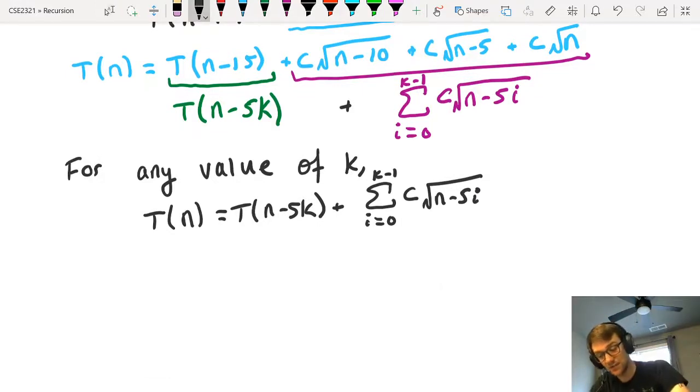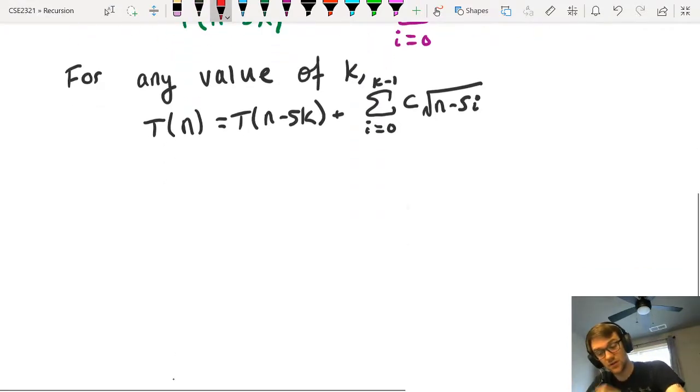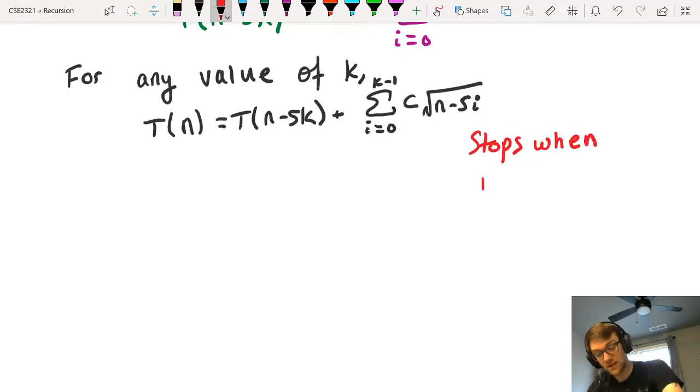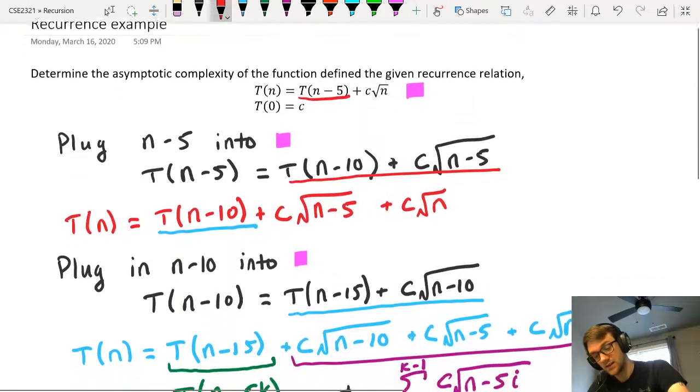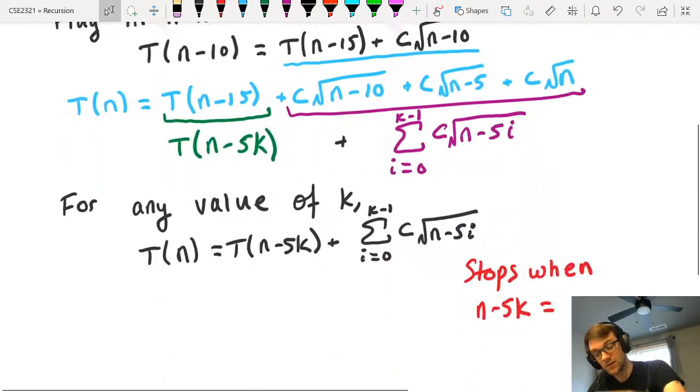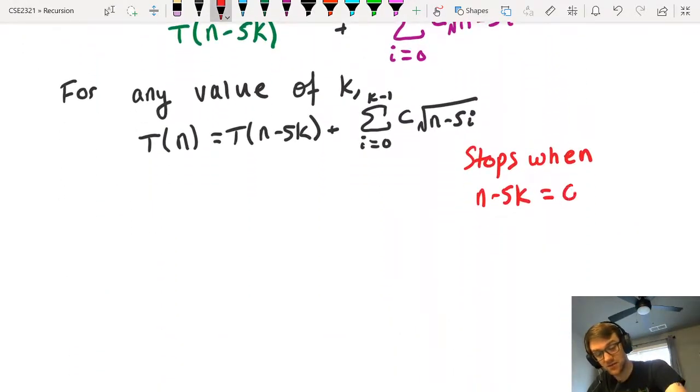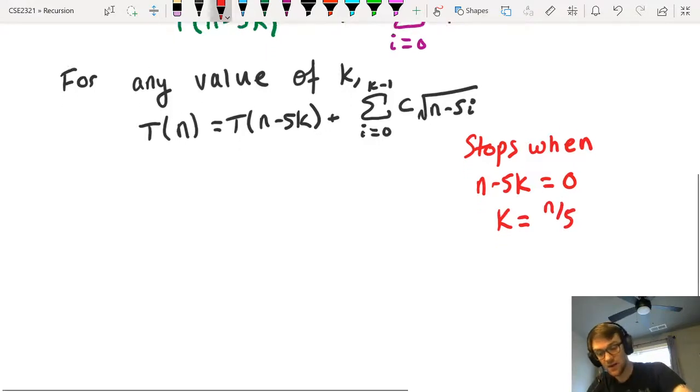To have that happen, we need to take whatever is inside of t and set it equal to our base case. So this stops when whatever is appearing inside of t, n minus 5 times k, is equal to our base case, which if we scroll up, we have t of 0 equals c, so we want to set this equal to 0 and solve that for k. So we have k equals n over 5, add 5k and divide by 5.